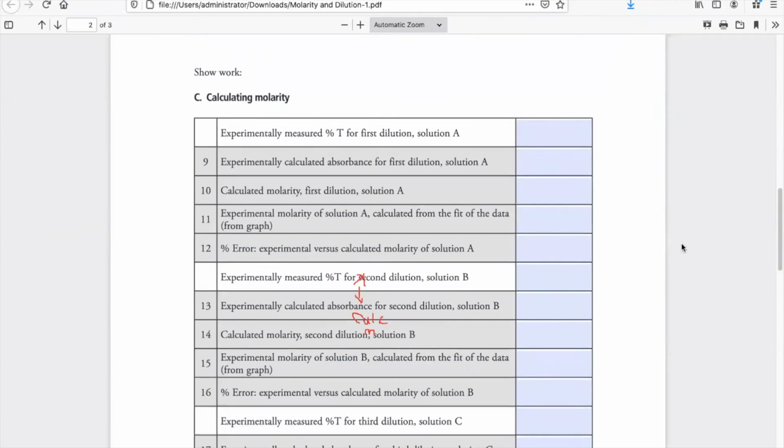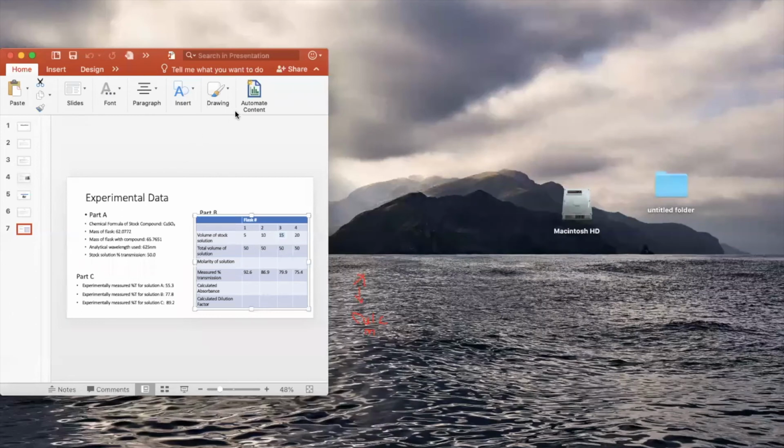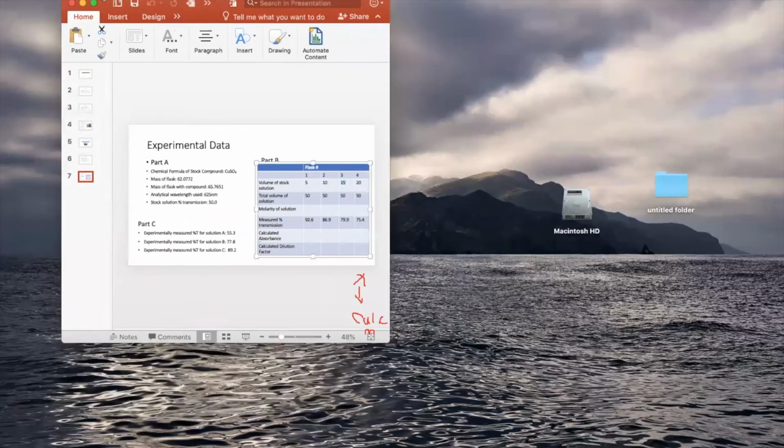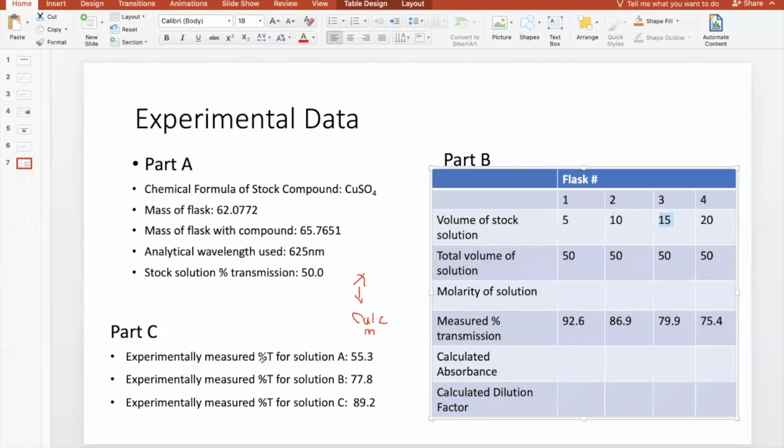Let's go first of all to the PowerPoint slide. We have to toggle between the PowerPoint slide and this part right here. I want to show you what you need to fill in from the PowerPoint slide. For part C, you have experimental percent transmittance for solution A, solution B, and solution C. You have the values here. These are the values for part C.